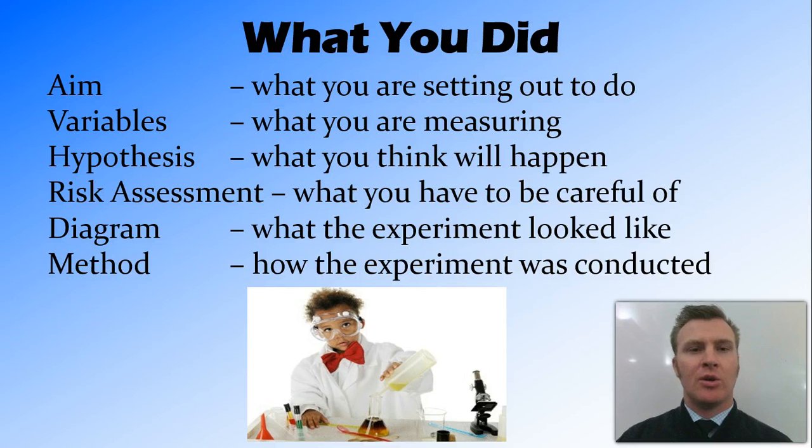What you did should include the aim, so what you're setting out to do. Should include the different variables, so the ones that you'll be changing and the ones you'll be measuring. Could include a hypothesis, which is what you think will happen. A risk assessment, and what you have to be careful of during the conduction of the experiment. A diagram as to what the experiment looked like, and the method of how the experiment was conducted. So this is all explaining what you did so that somebody else is able to replicate this at a future date.